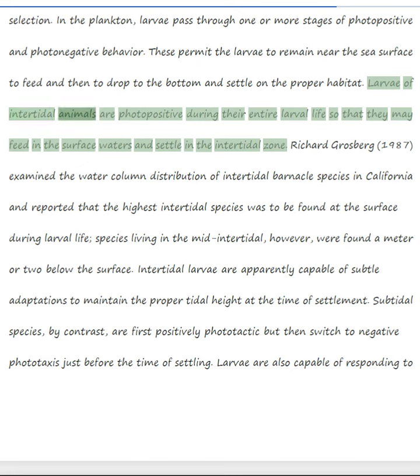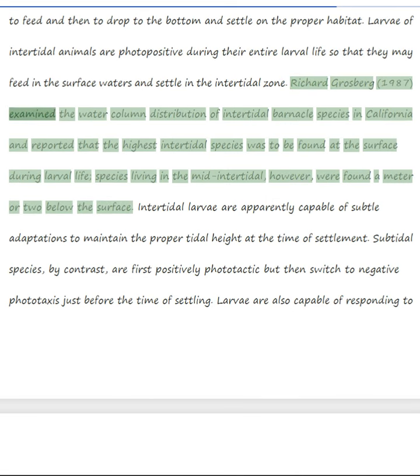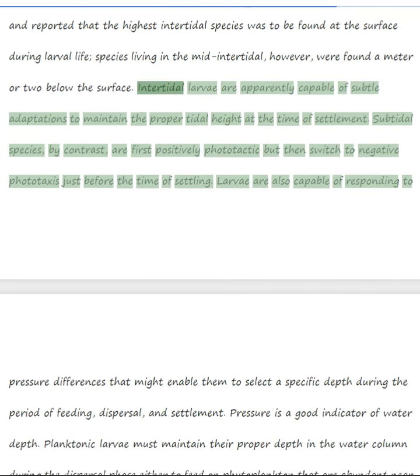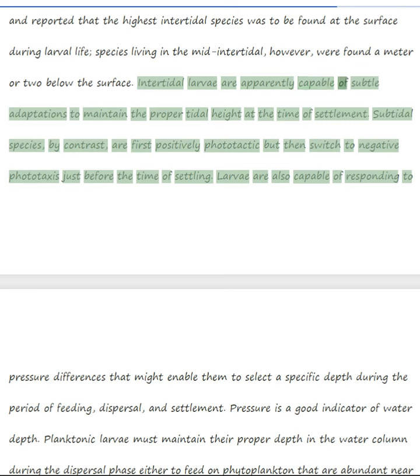Larvae of intertidal animals are photopositive during their entire larval life so that they may feed in the surface waters and settle in the intertidal zone. Richard Grossberg examined the water column distribution of intertidal barnacle species in California and reported that the highest intertidal species was to be found at the surface during larval life. Species living in the mid-intertidal, however, were found a meter or two below the surface. Intertidal larvae are apparently capable of subtle adaptations to maintain the proper tidal height at the time of settlement.